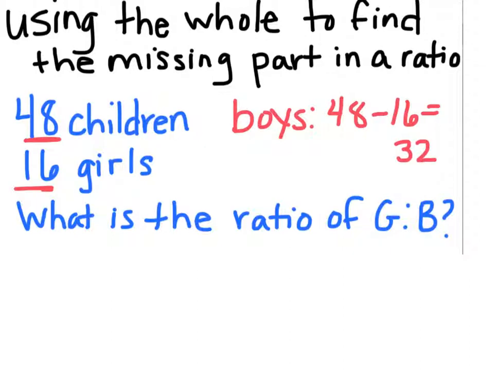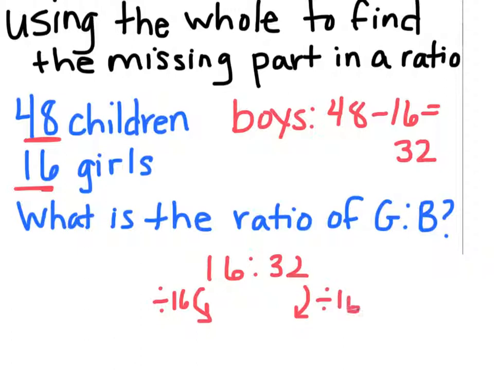So the ratio of girls to boys is 16 to 32. However, that's not in simplest form, so we need to answer this in simplest form. 16 goes into 32 twice. So we're going to divide each side by 16, giving us a new ratio of 1 to 2. So for every 1 girl in the program, there are 2 boys. Okay, let's go on to a practice problem for you to complete.